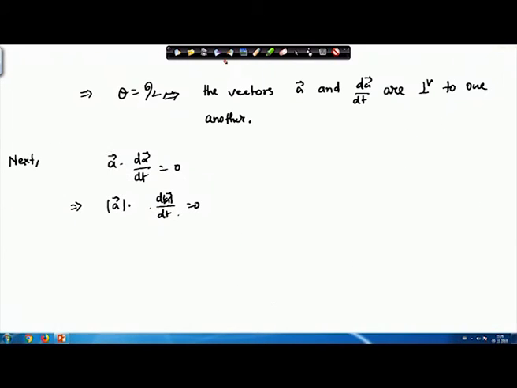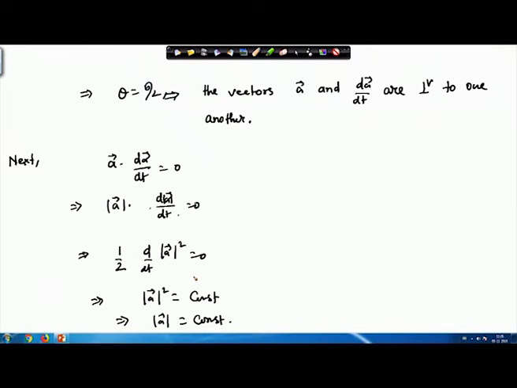All right, and this means that I can write this as 1 by 2 d/dt of mod of A whole squared equal to 0, and from here we basically obtain mod of A squared equals some constant. So we can write mod of A is equal to the square root of some constant, which will again be a constant. That means if they are perpendicular to one another, then mod of A would also be constant. Therefore, the condition is also sufficient.